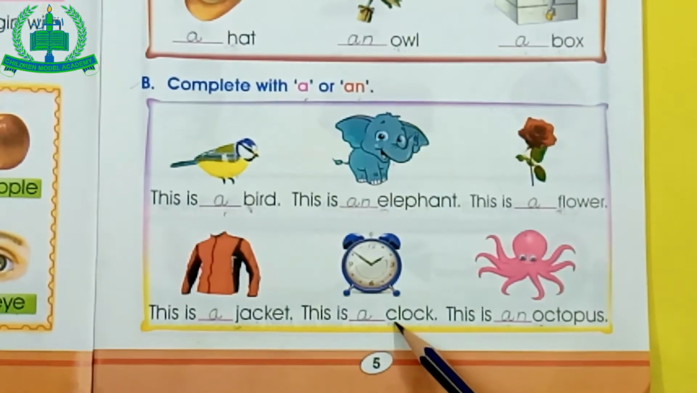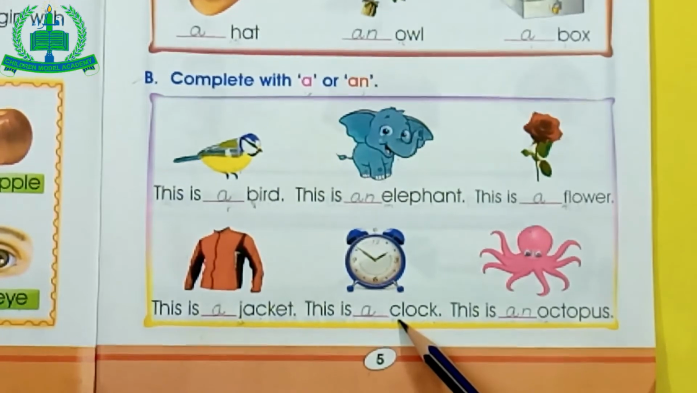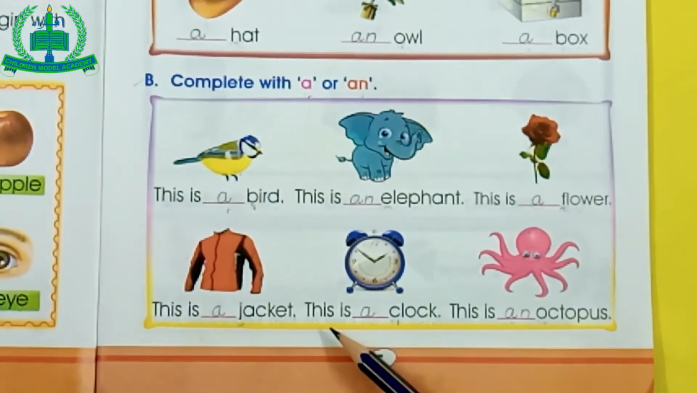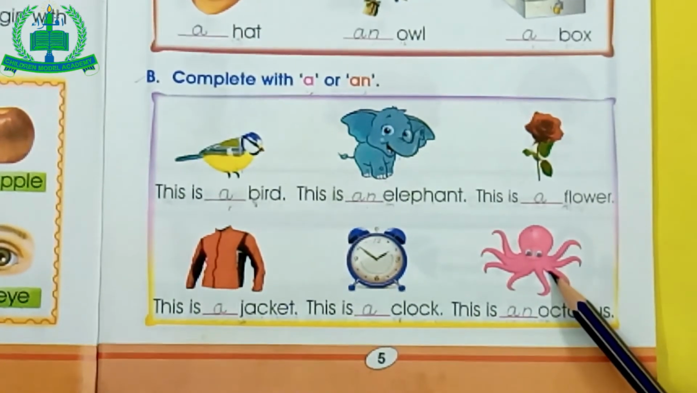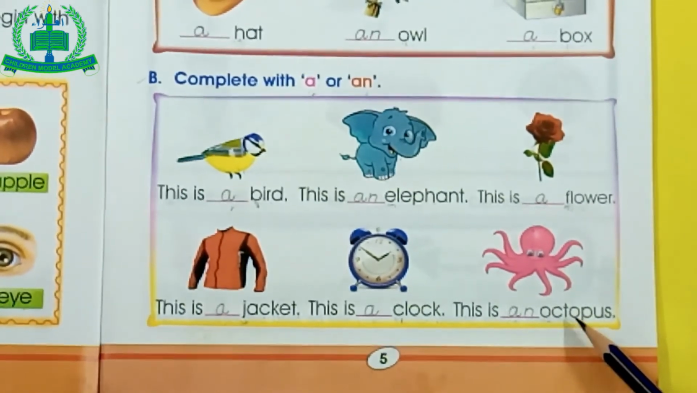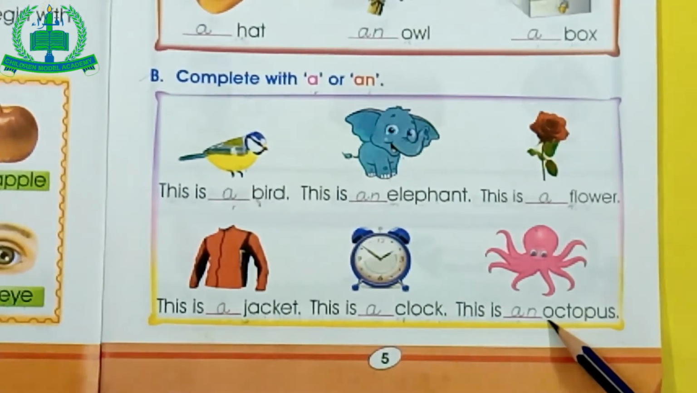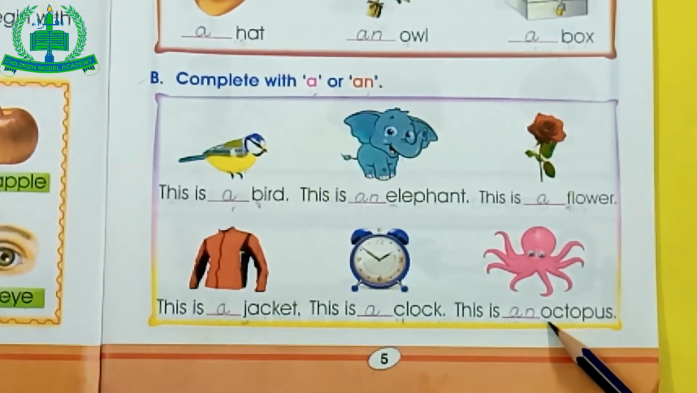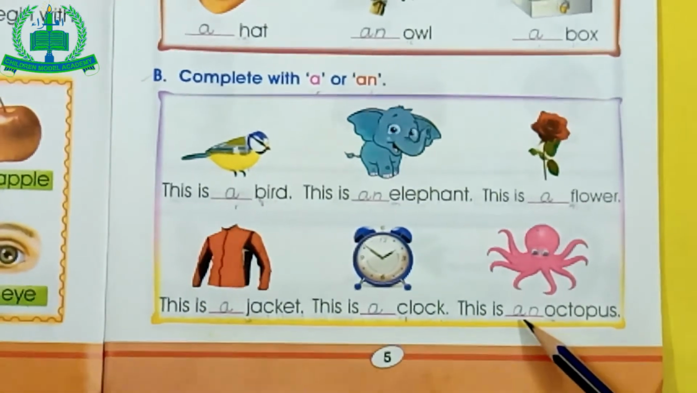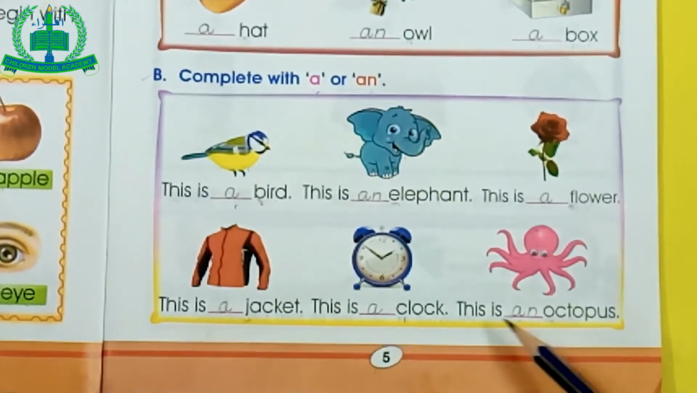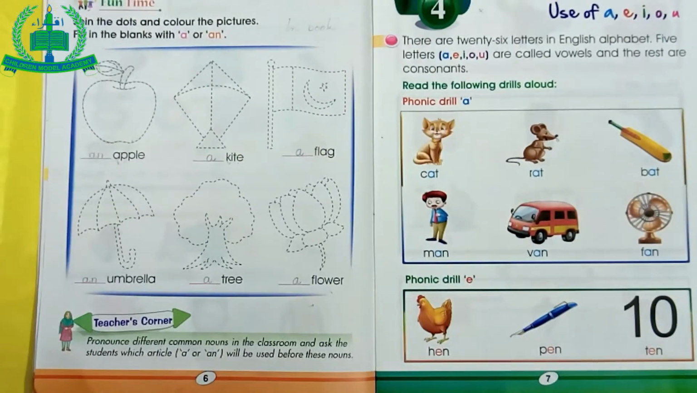This is a jacket. This is a clock, C-L-O-C-K, clock. Clock starts with an alphabet C. C is a consonant, so we use a in this sentence. This is a clock. This is an octopus, O-C-T-O-P-U-S, octopus. Octopus starts with an alphabet O. O is a vowel, so we use an in this sentence. This is an octopus. See page number 6.